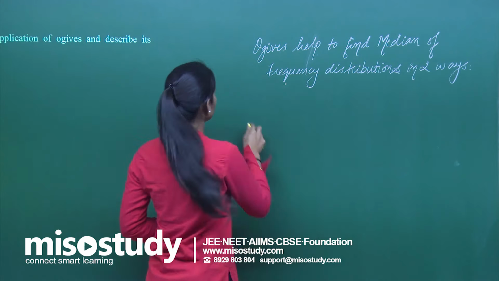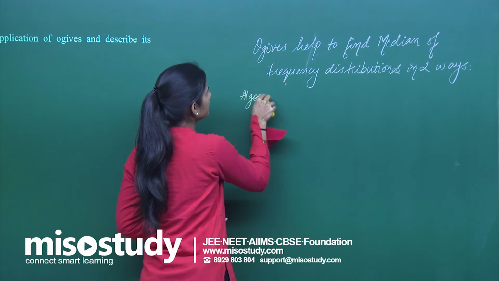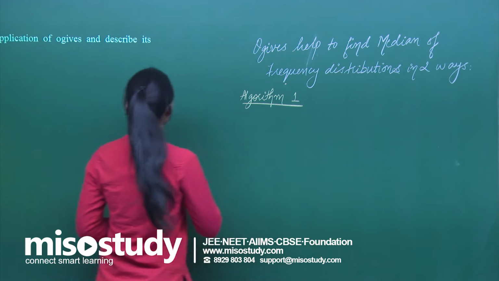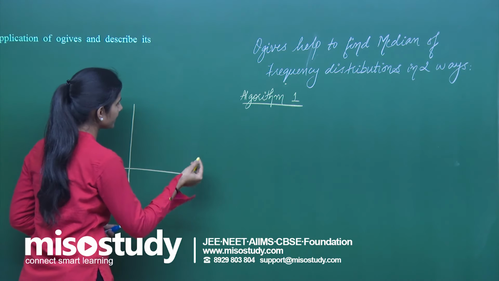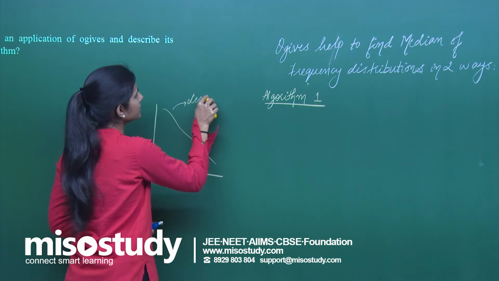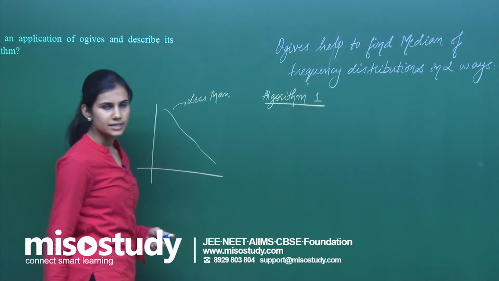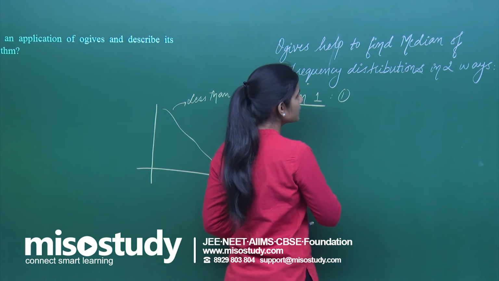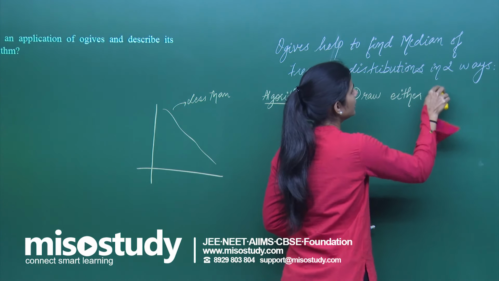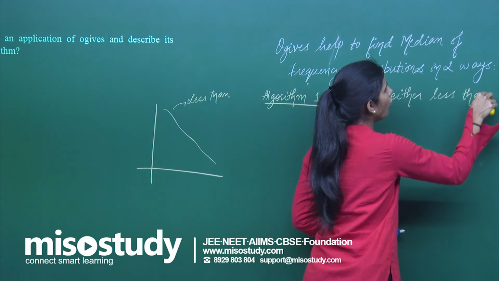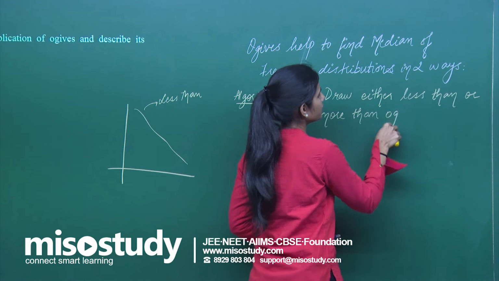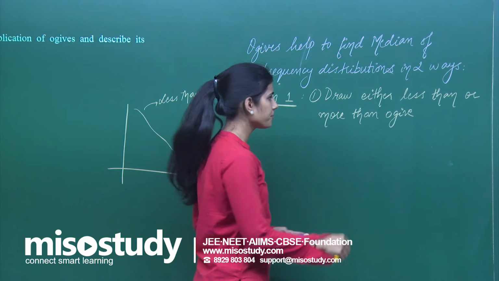So you have a frequency distribution. First is algorithm 1. What does it say? Let me just portray that to you through a rough diagram. Suppose this is some ogive, either less than ogive or more than ogive. So say this is a less than ogive. So algorithm 1 says, first of all, step 1, draw either less than or more than ogive for the given frequency distribution. Either of the two you have to draw.